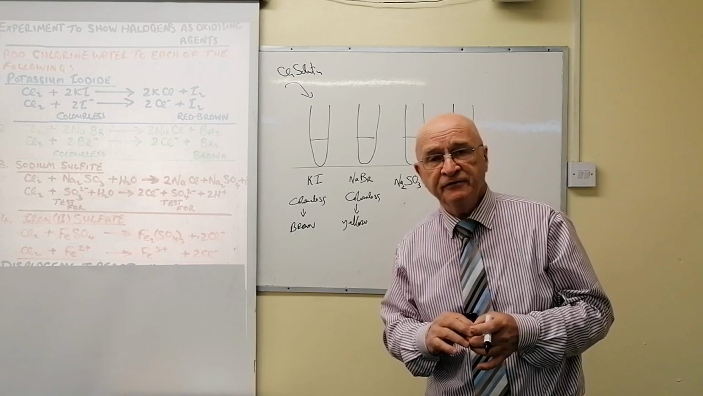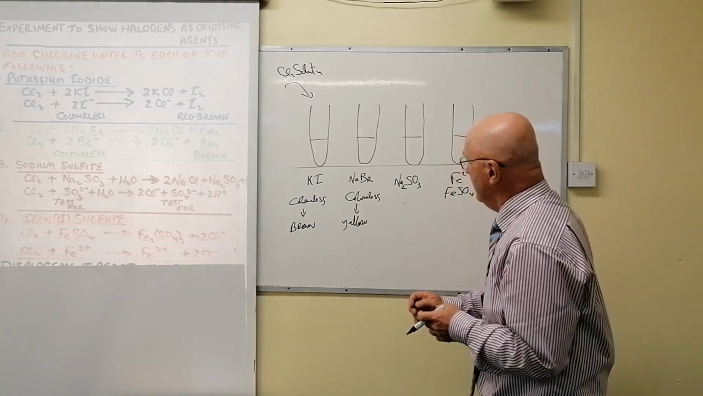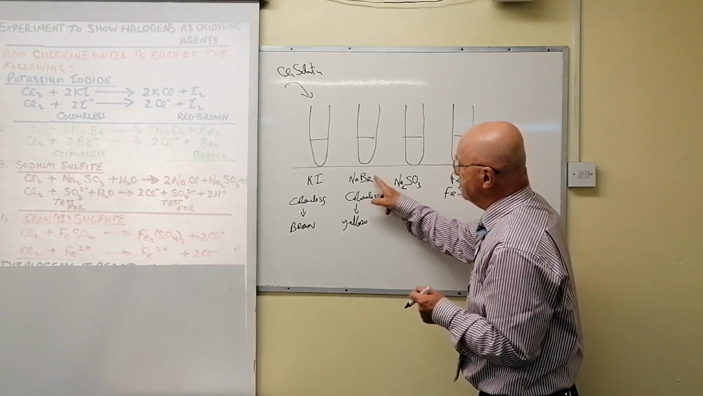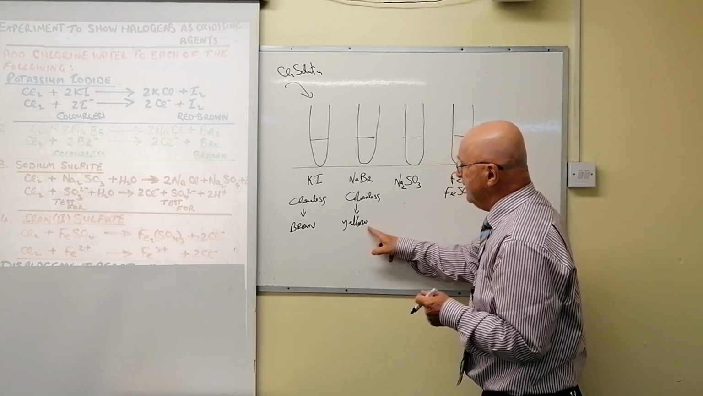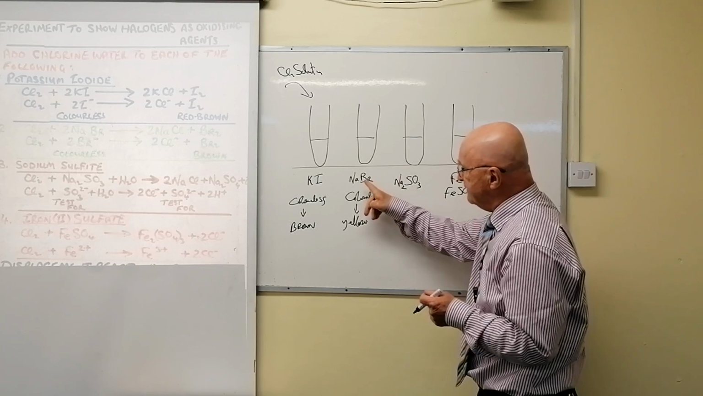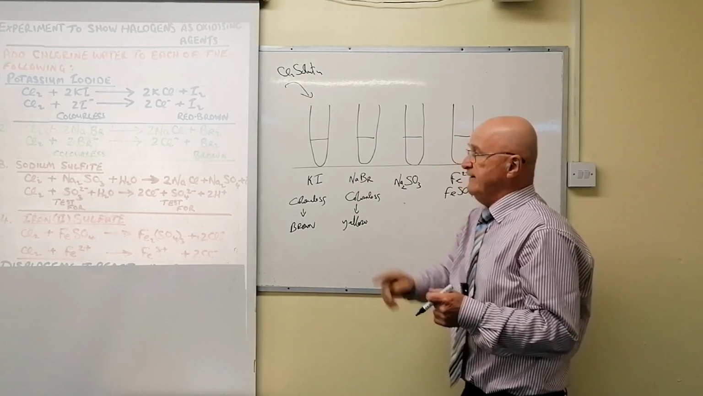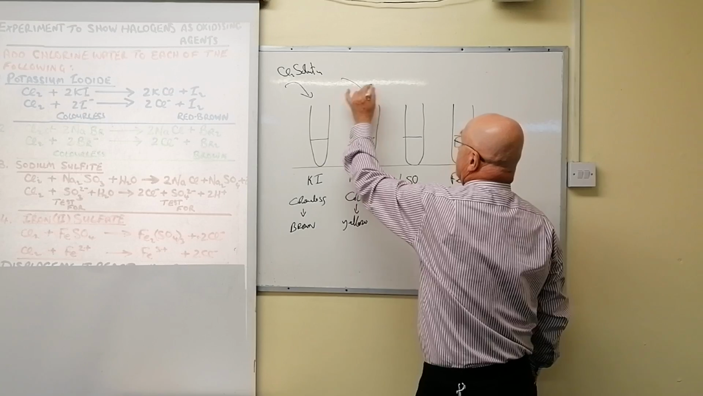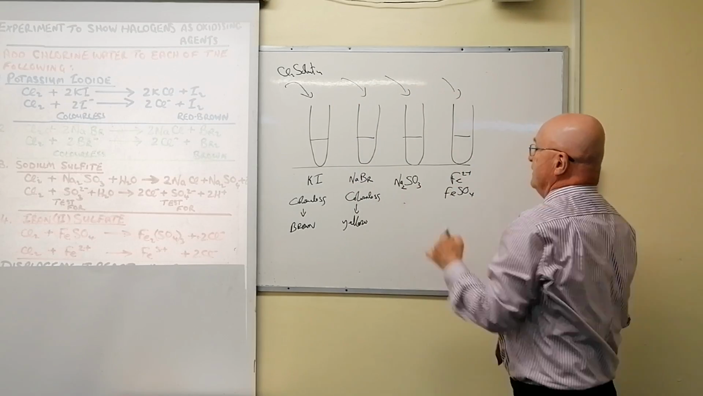I'll be doing that in the next video, by the way. It will come up and we'll deal with it there. But it basically changes colour because the bromide becomes bromine. In other words, it has been oxidized by this particular thing. Okay, so remember now, that solution is going into each test tube.